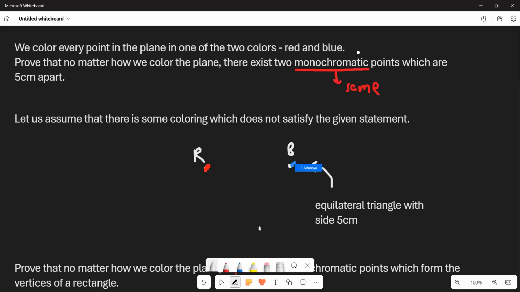Please don't annotate. Sorry. Thank you. Okay, ma'am.